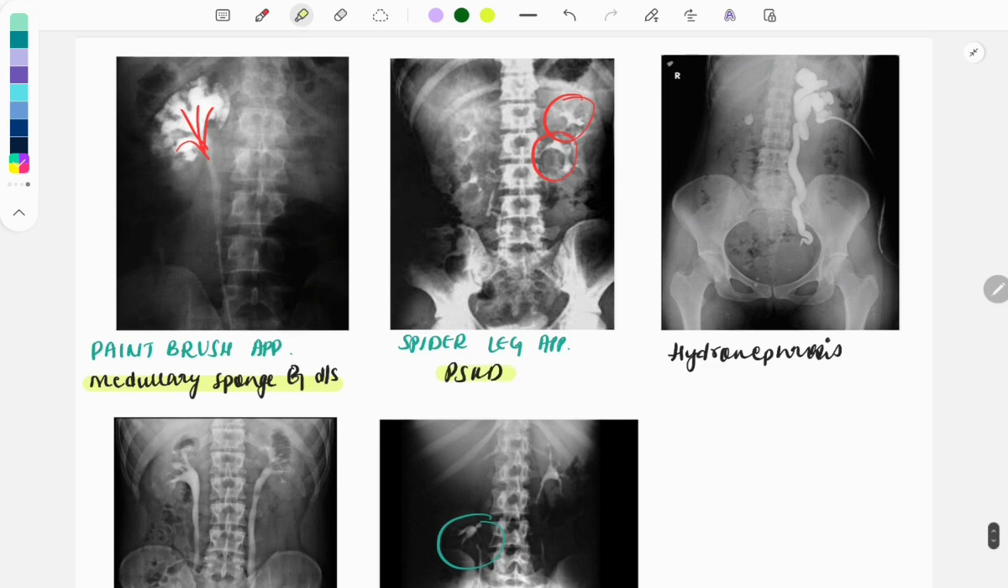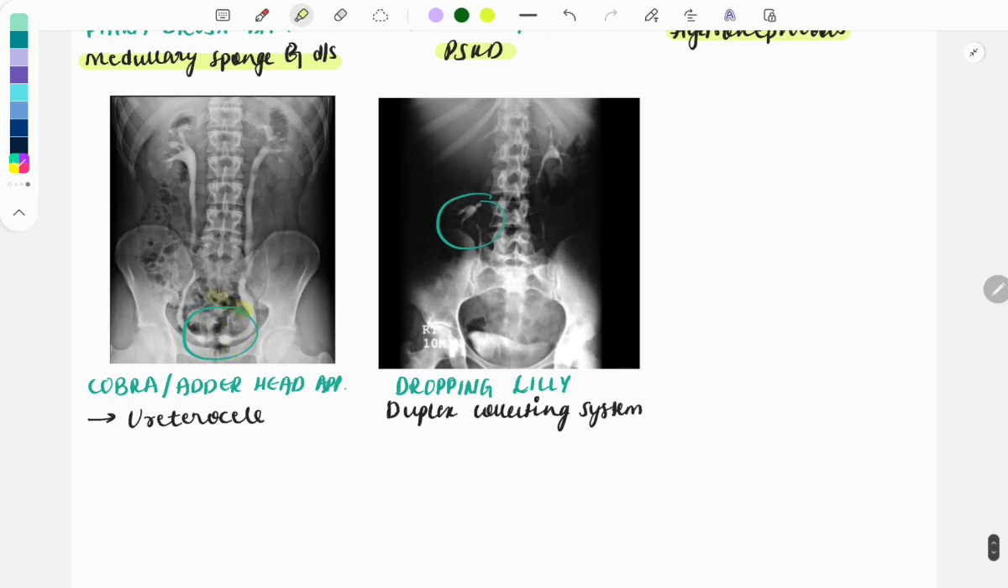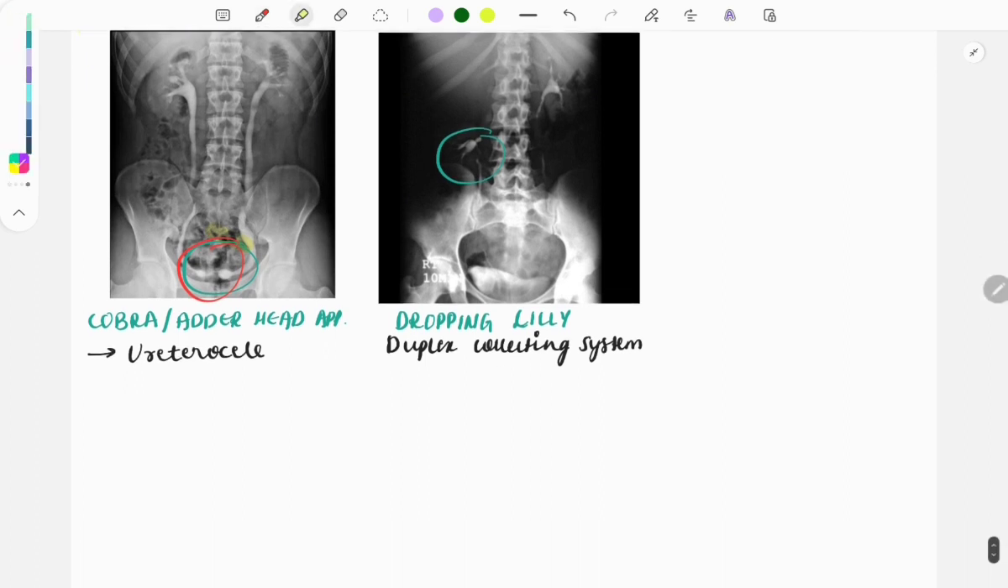In the next image, as you can see here, the ureter is dilated, and even the renal calyx is dilated. So this finding is seen with hydronephrosis. Then moving on to the next image, as you can see here in the area near the bladder, it looks like a cobra head appearance. It is called cobra head or adder head appearance, and this is seen with ureterocele.